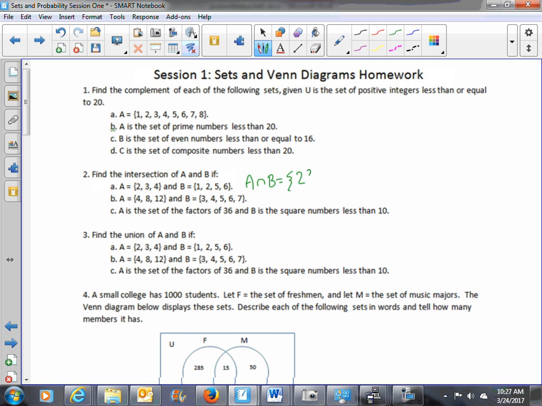For part B, A intersect B will be the set of elements that are in both 4, 8, and 12, and 3, 4, 5, 6, 7. So 4 is in both, and that's it, the set 4. Now C, A is the set of factors of 36, and B is the square numbers less than 10.